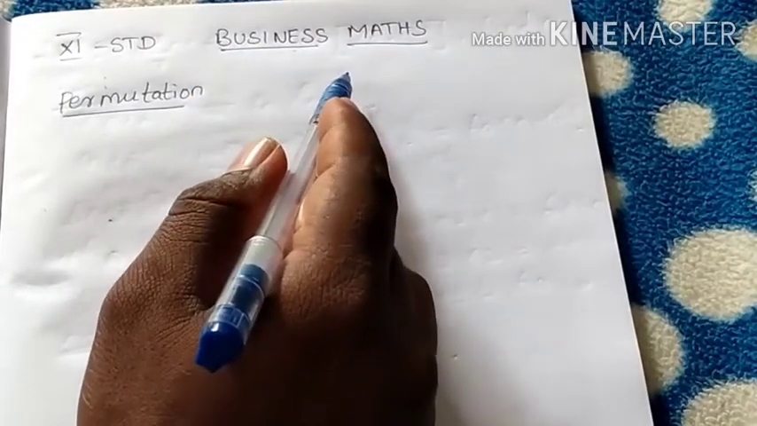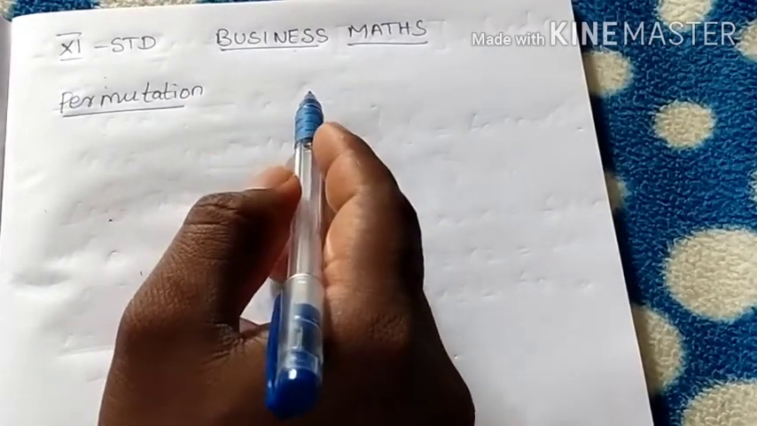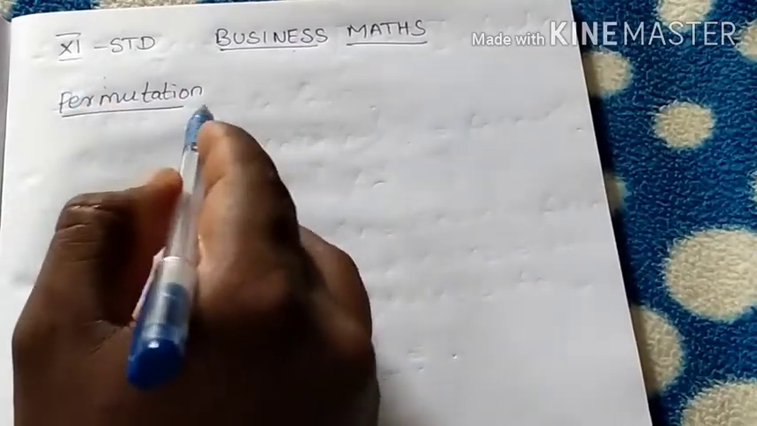Last class we discussed factorial. In this class we are going to see about permutation.